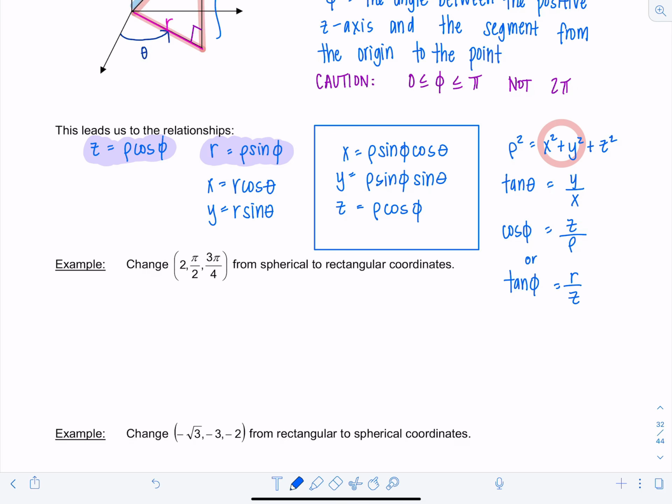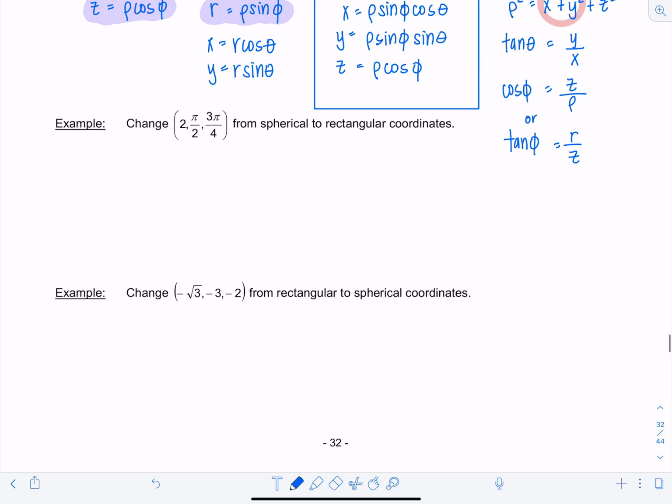So before we get into the calculus, let's just practice a few examples converting back and forth and graphing so we can get comfortable in this coordinate system. First one, we're going to change this point (2, π/2, 3π/4) from spherical to rectangular. Write right underneath what each one represents so you don't get it all jumbled up in the brain. This is rho, this is theta, this is phi. It's currently in spherical. They want x, y, z.